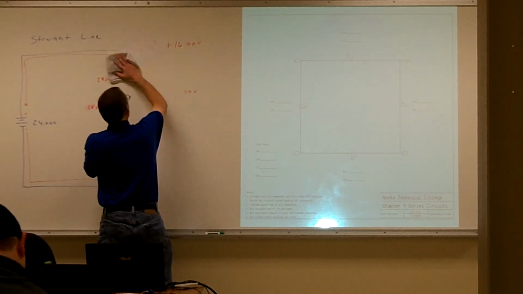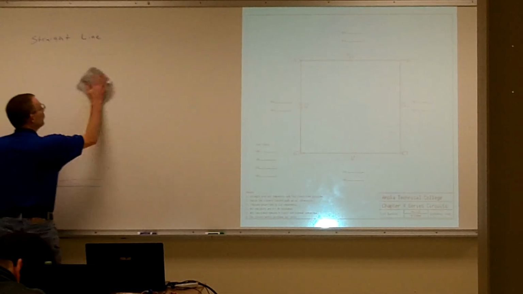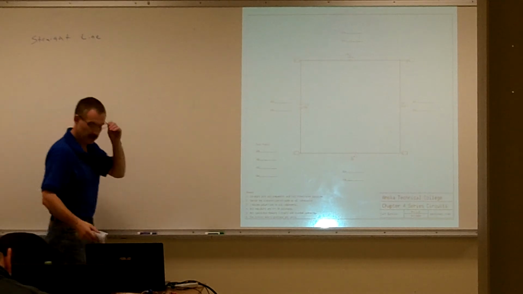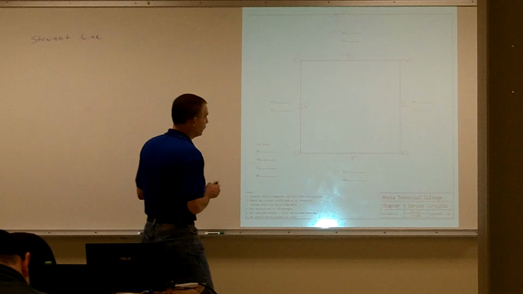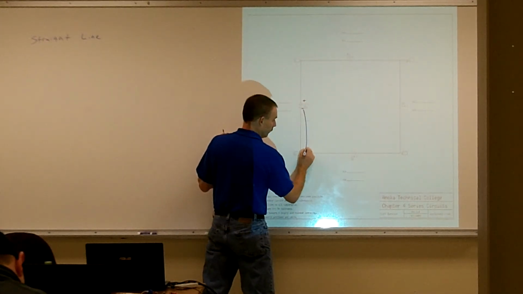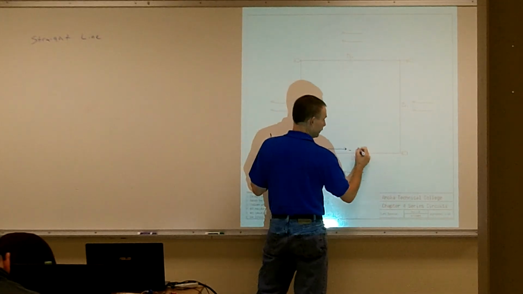All right, so first thing we're gonna do then is we're still gonna go ahead and draw in our current paths and polarities. We know this is negative, positive. My electrons go from negative to positive. Get my polarities in there.